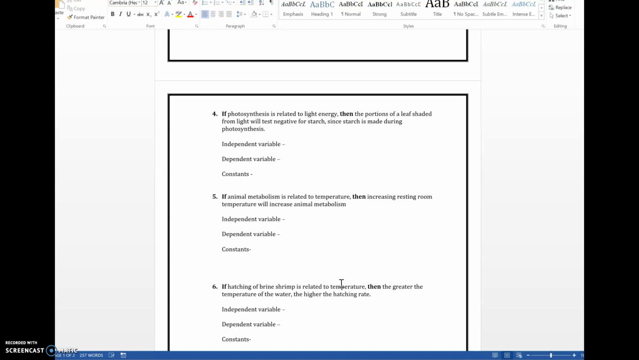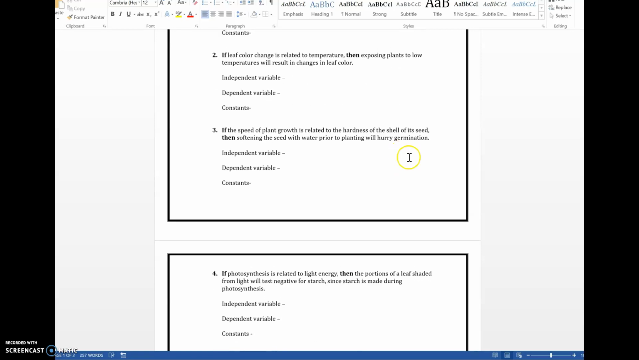The dependent variable comes after the then. And then the constants are what's going to remain the same within this. So for example, let's go with this one. If the speed of plant growth is related to the hardness of the shell of its seed, then softening the seed with water prior to planting will hurry germination.